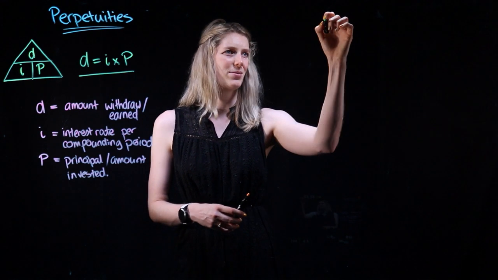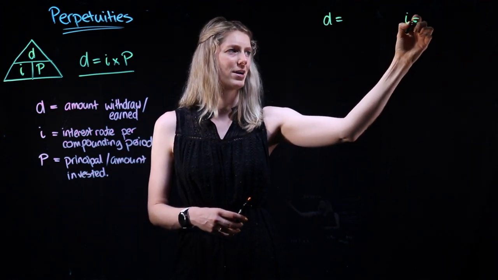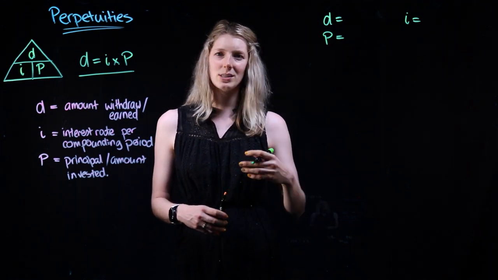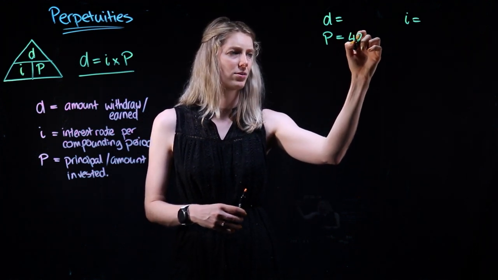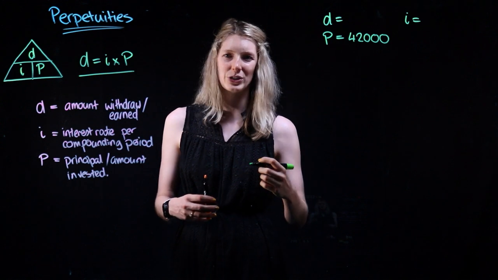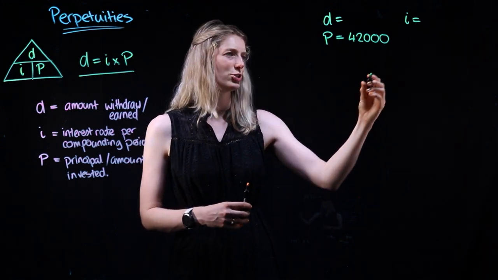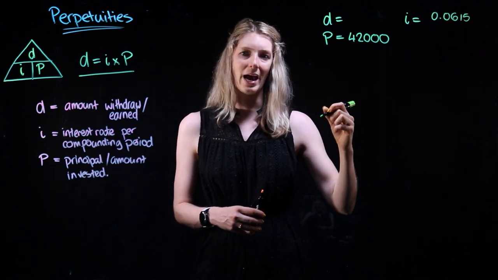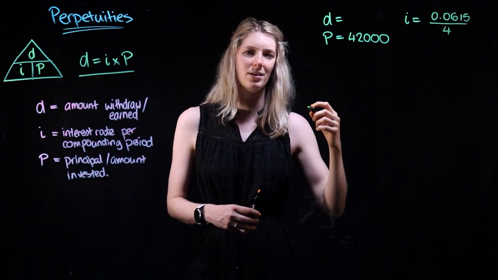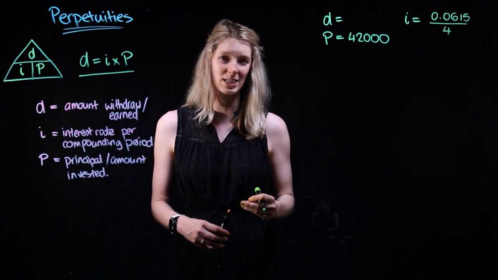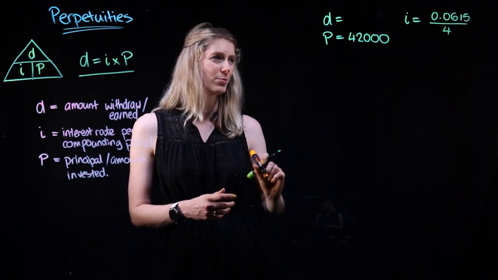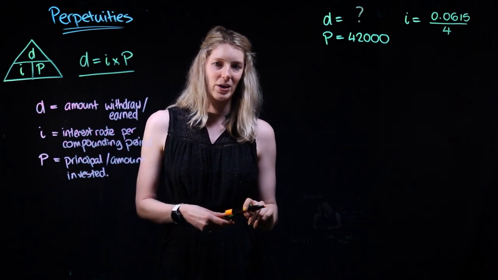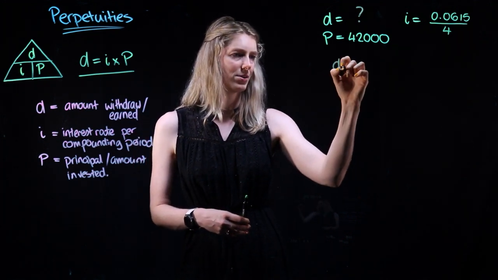So we are going to begin by defining our variables based off the information we've been given in the question. We can see that original investment of $42,000 has been made. This will be our principal. We have been given an interest rate of 6.15% per annum, and these are going to be calculated quarterly. So we need to find that quarterly interest rate. We want to see how much they receive from the perpetuity each quarter, so our D value is going to be our unknown.